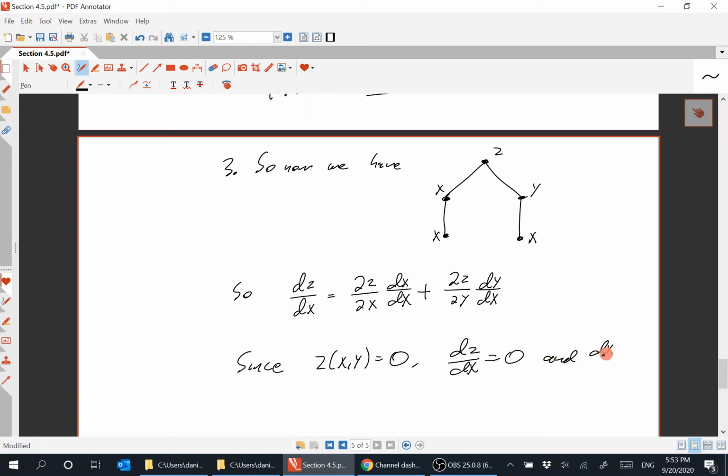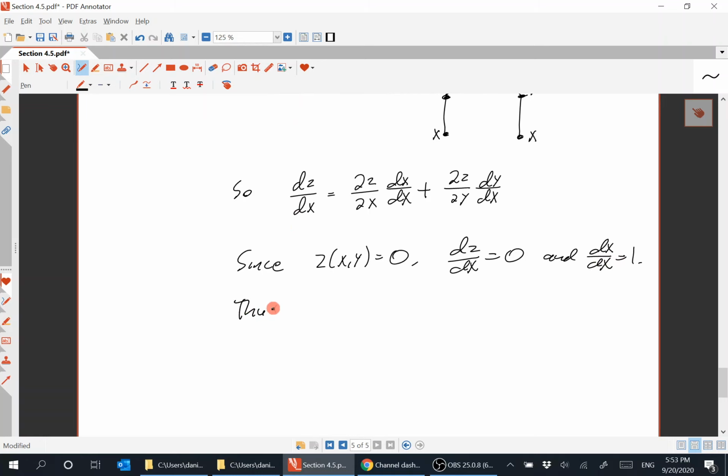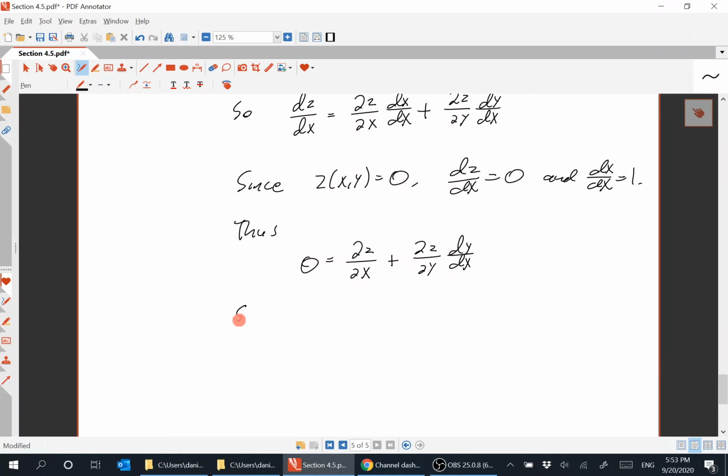And, of course, dx/dx is 1. Thus, 0 is equal to partial z partial x times 1 plus partial z partial y times dy/dx. So dy/dx is equal to the negative of partial z with respect to x over partial z with respect to y.